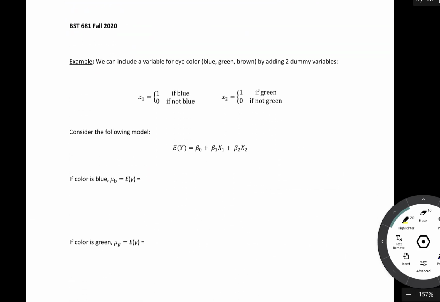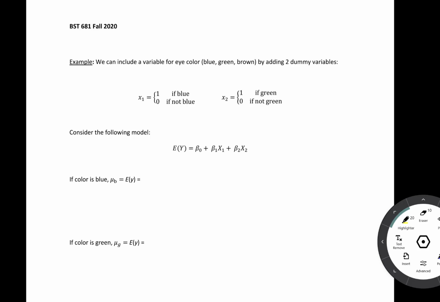Now we're not limited to dichotomous variables. We could look at categorical variables that have more than two options, and we can do this by adding on more dummy variables. Let's consider a variable for eye color: blue, green, or brown. We can account for this by looking at two different dummy variables. Notice that x1 is equal to 1 if the eye color is blue, x2 is equal to 1 if it's green. And you might say, well, how do we account for brown? Notice if both x1 and x2 are 0, then we have brown.